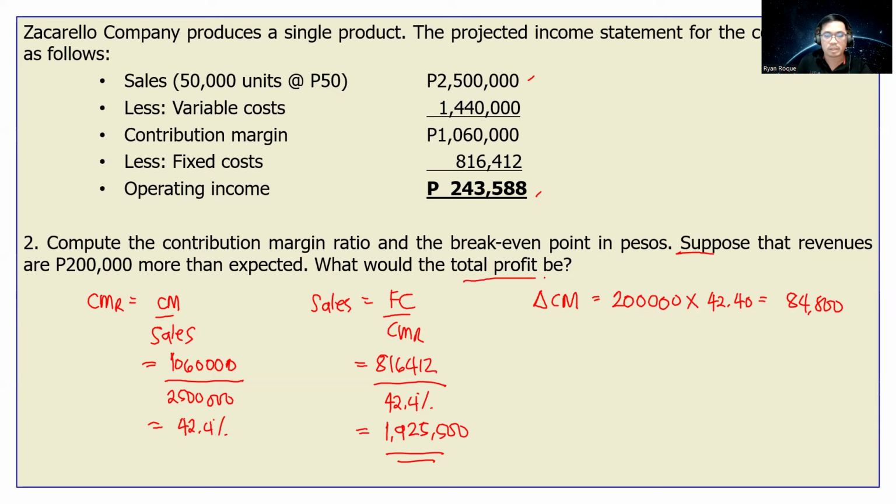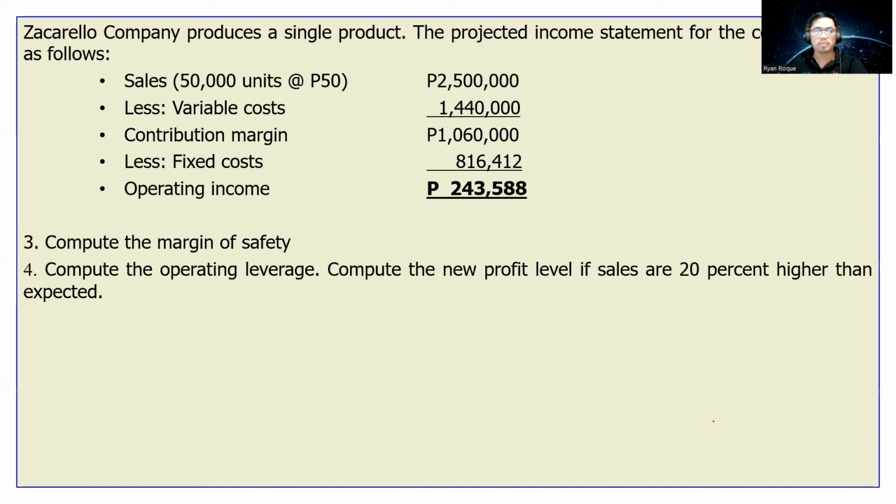So if you're asked for the total profit, you just have to add the existing or expected operating income of 243,588. So what do we have here? That is 328,388. So that would be your profit if you are able to sell 200,000 revenues more than the expected. All right. So let's have number three and number four in our screen.